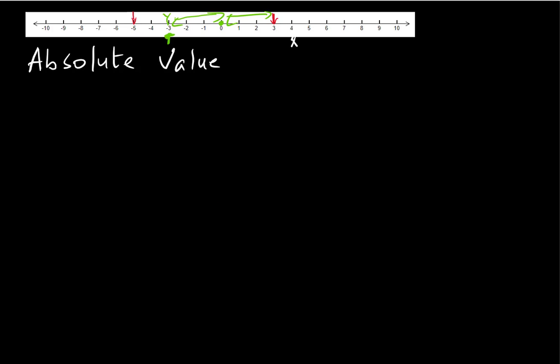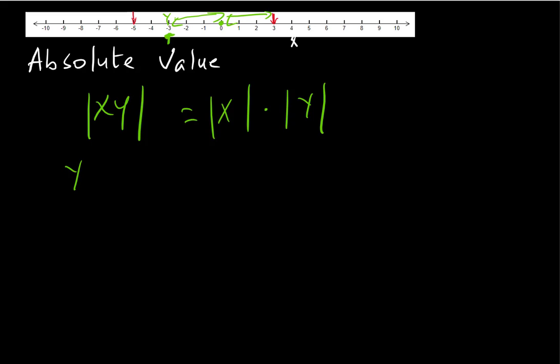Now, a few properties of the absolute value you should always remember when calculating equations with absolute values. If we have a product xy, the absolute value of xy is equal to the absolute value of x times the absolute value of y. And if y is not equal to 0, the absolute value of x over y is equal to the absolute value of x over the absolute value of y, okay?